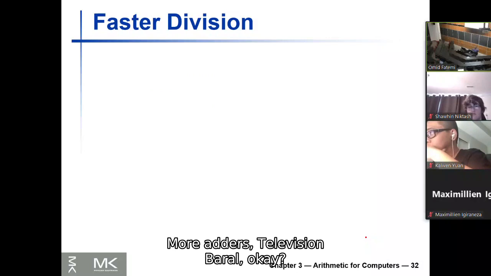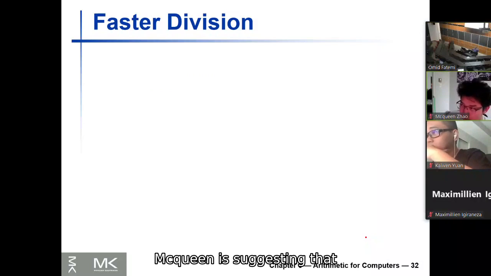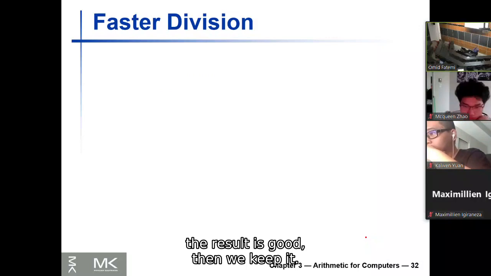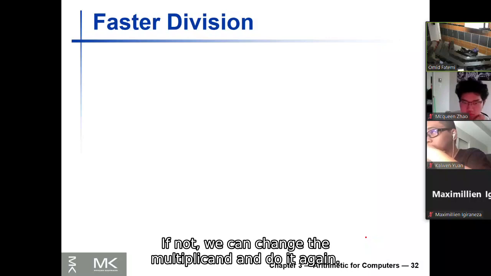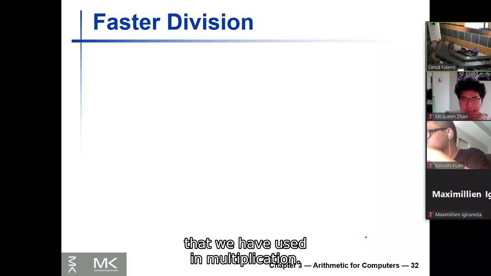More adders. I know there's something called division by invariant multiplication, which is used in some places. So the thing that McQueen is suggesting is that we use multiplication to find the division. We do multiplication and see if the result is good, then we keep it. If not, we can change the multiplicand and do it again. But no, before that, I am asking you about the same concept that we have used in multiplication.